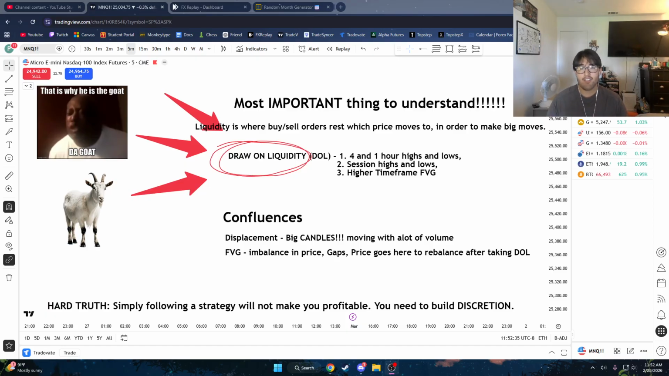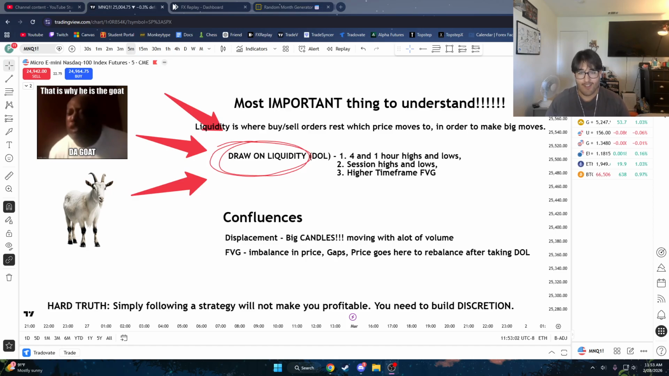Why does price want to fulfill orders? In order for institutions to add their orders to make the big moves, right? They're the ones that control the markets. Institutions control the markets. They decide where the market goes. And so, just to recap, liquidity is your magnet, which attracts price for institutions to fulfill orders so they can make their moves. And how would that look on the charts?